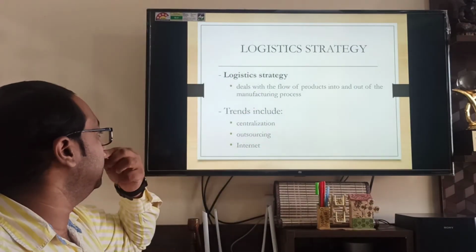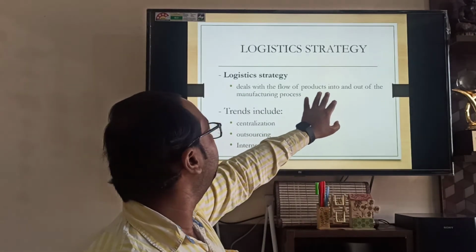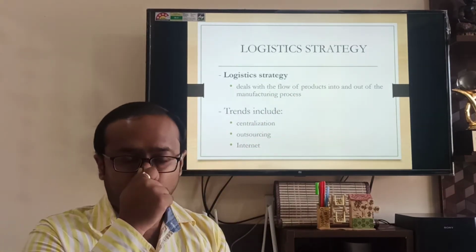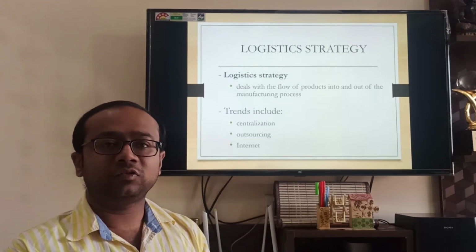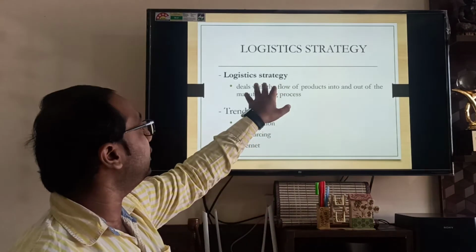Now logistics strategy. As the name suggests, logistics deals with the flow of product into and out of the manufacturing process. So it includes both inward as well as outward. What do you mean by inward? So from your raw material and packaging material suppliers, vendors, you will be getting things inside your manufacturing plant, factory. That is known as inward.